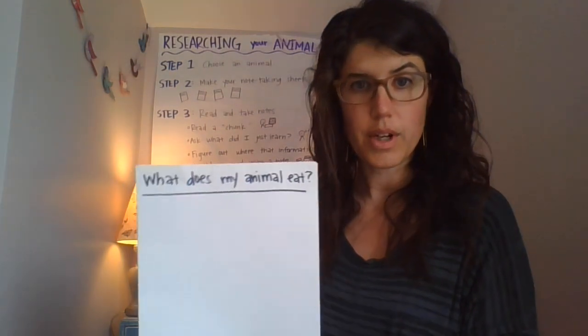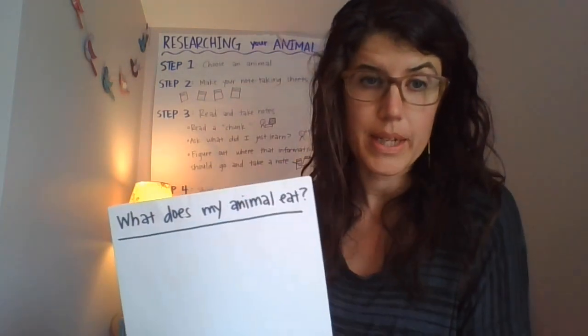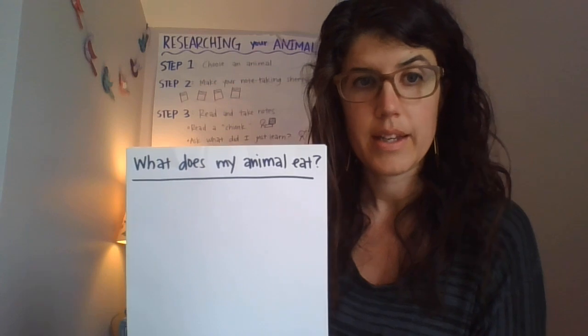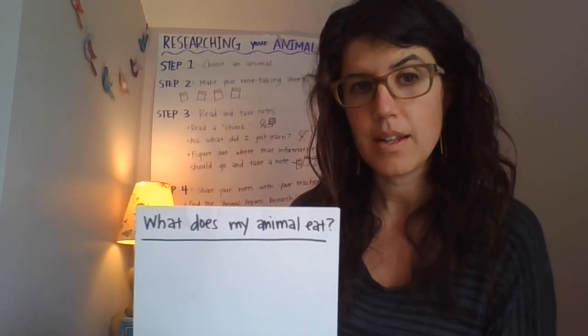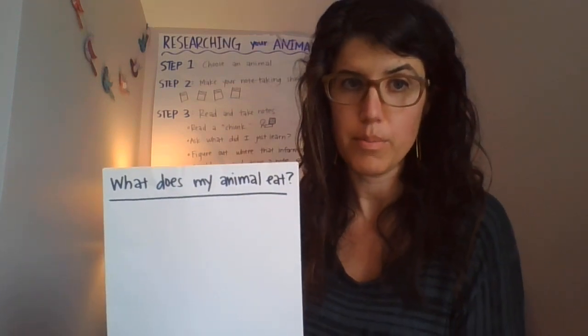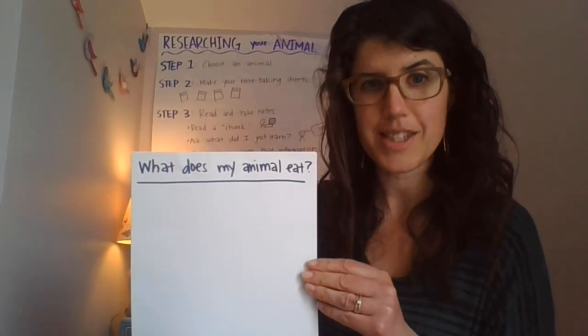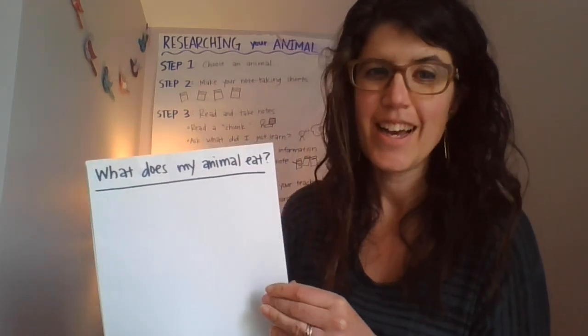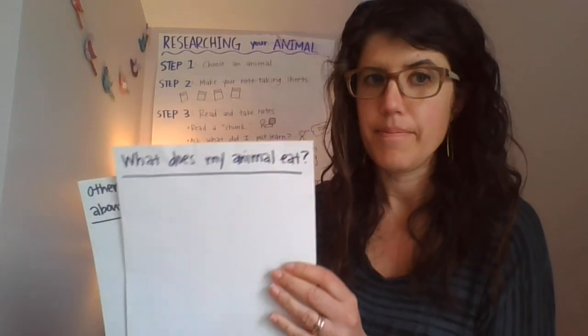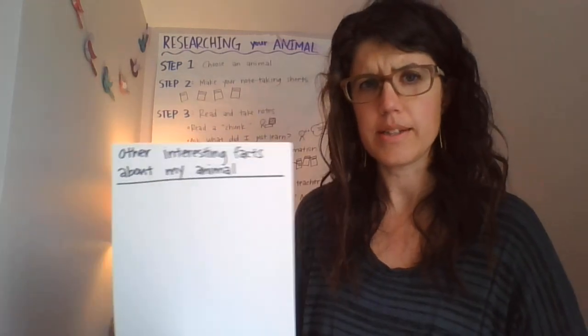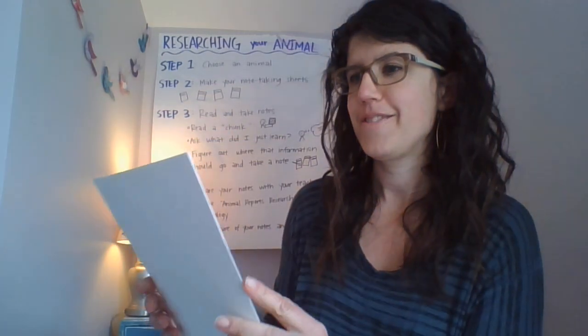We're going to call those questions your subtopics. These are the different categories of information that you will be finding out more about your animals. So the questions are, sorry that they're backwards, what does my animal eat? And maybe how does my animal eat? I'm going to save that one for last.